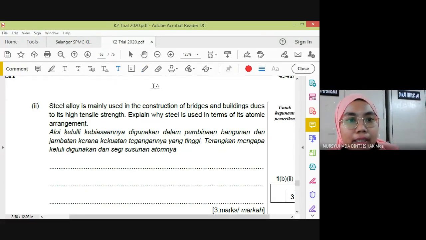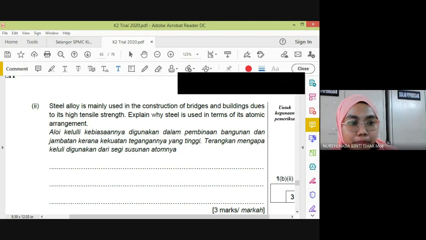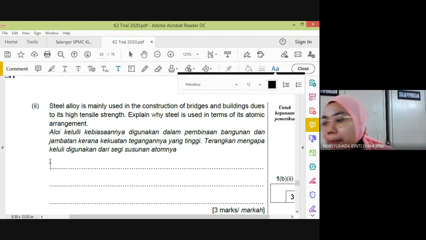Okay, next. Steel alloy is mainly used in the construction of bridges and buildings due to its high tensile strength. Explain why steel is used in terms of its atomic arrangement. Okay, berdasarkan soalan ni dia minta kamu cerita pasal atomic arrangement. Tadi kita dah bincang berkaitan dengan atomic arrangement of steel kan. So now apa point dia? Ada 3 markah. Kita nak tulis apa?